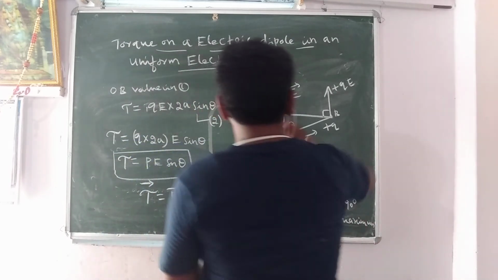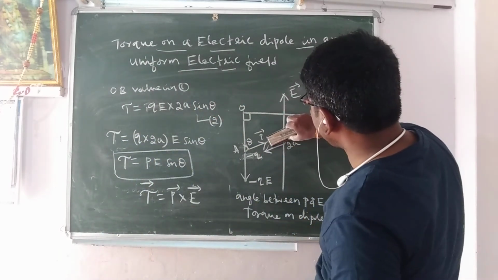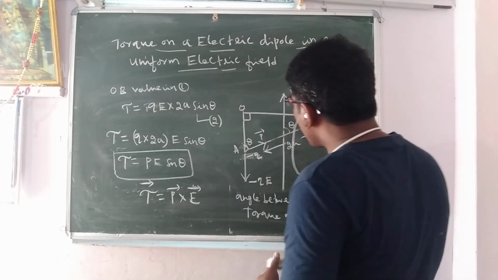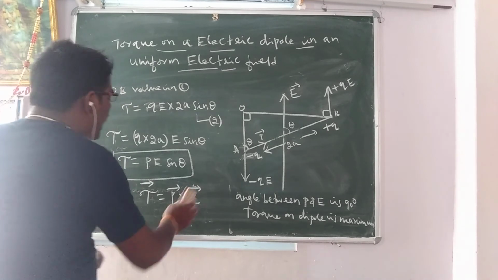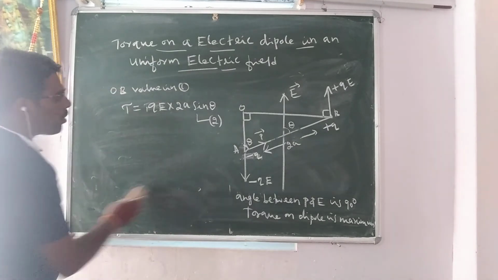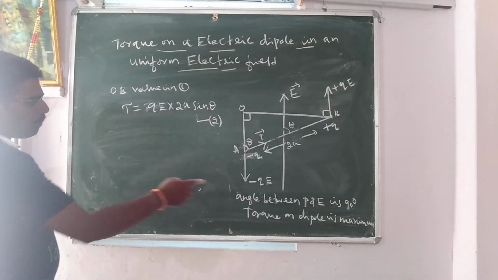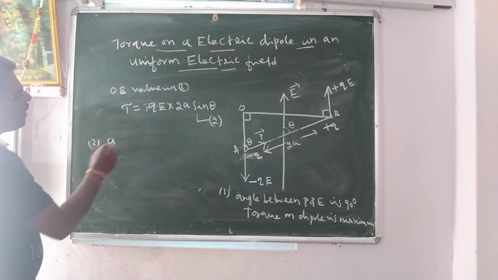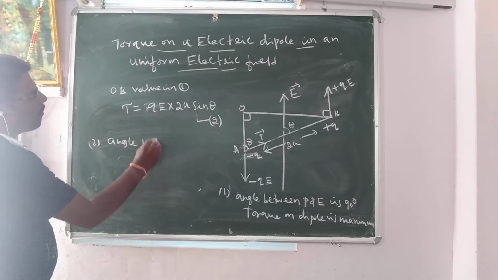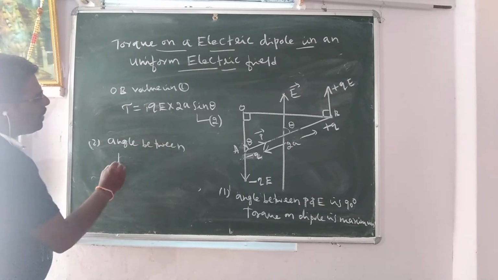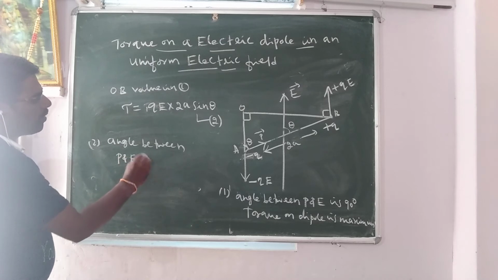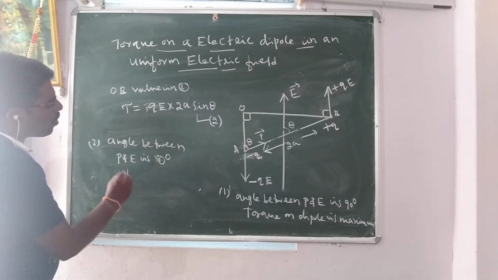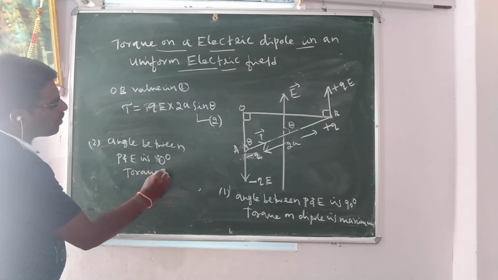This is the dipole axis, just as the P axis is. This direction explains the maximum torque. When the torque on a dipole is 0, the angle between P and E is 0 degrees. Angle between P and E is 0 degrees, and torque on a dipole is 0.